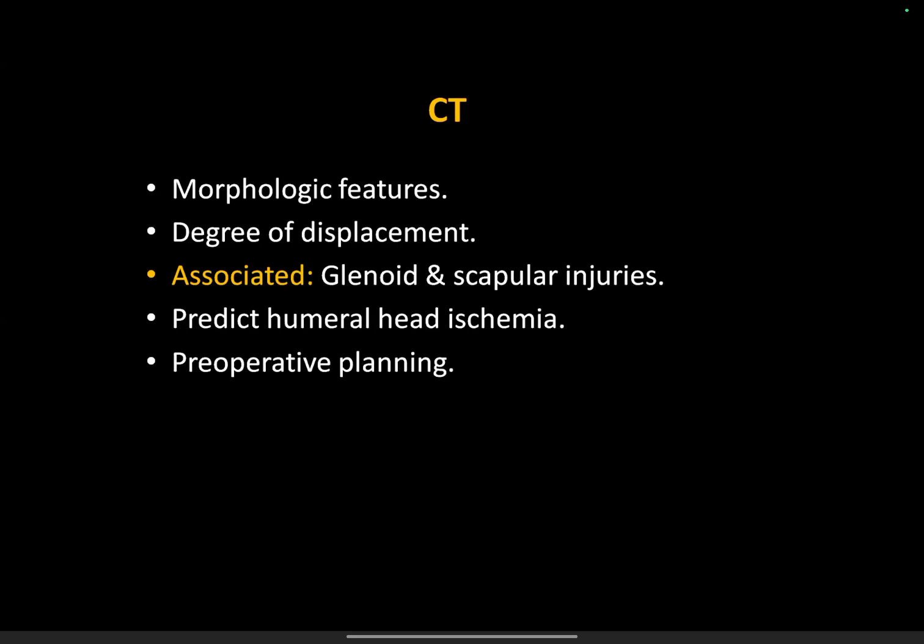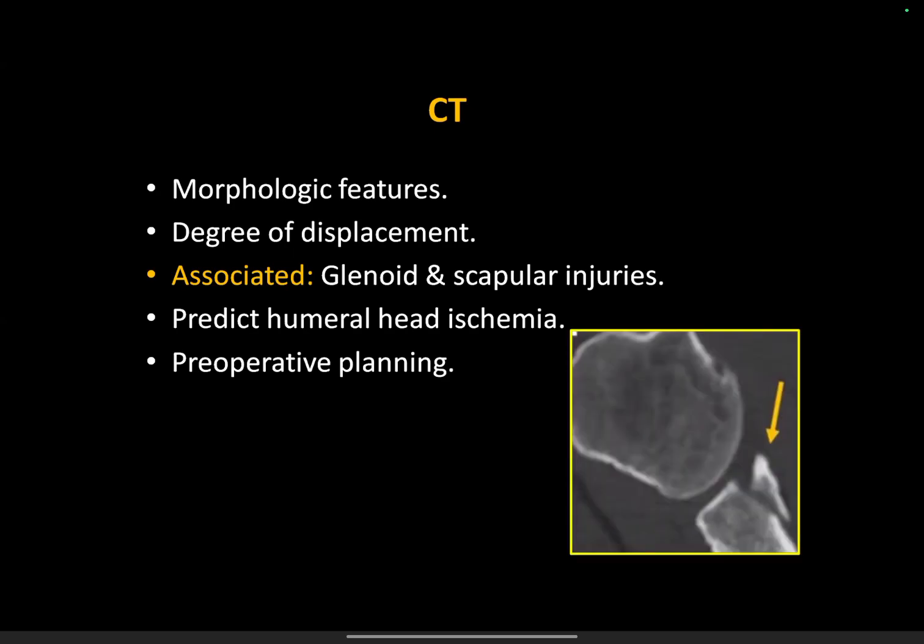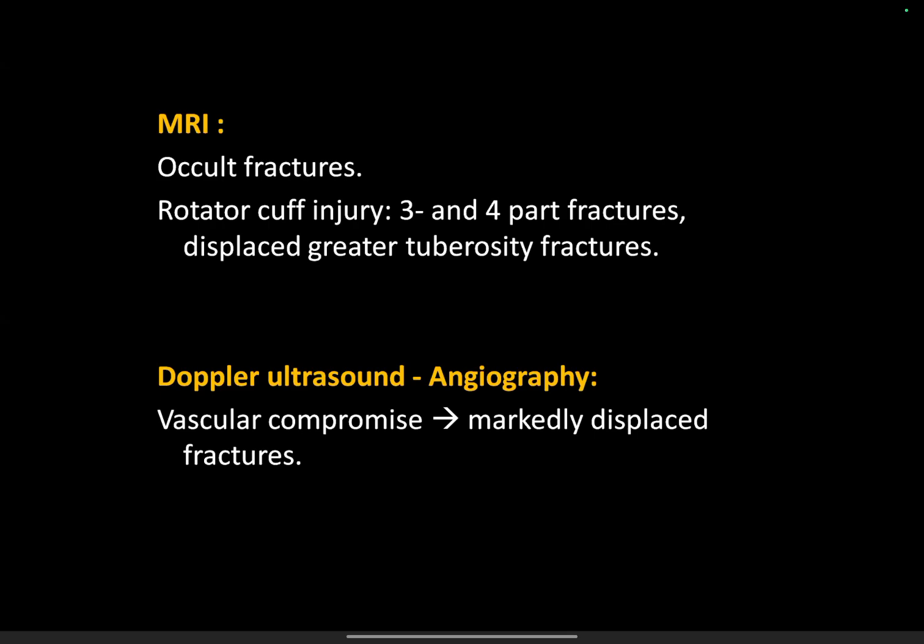It's important to evaluate morphological features, degree of displacement, in case there were any other associated injuries such as glenoid or scapular injuries. It's a good predictor of humeral head ischemia, and it's good for preoperative planning. Right, as you can see in this example, we have a displaced fracture involving the anterior aspect of the inferior glenoid, in keeping with a Bankart lesion.